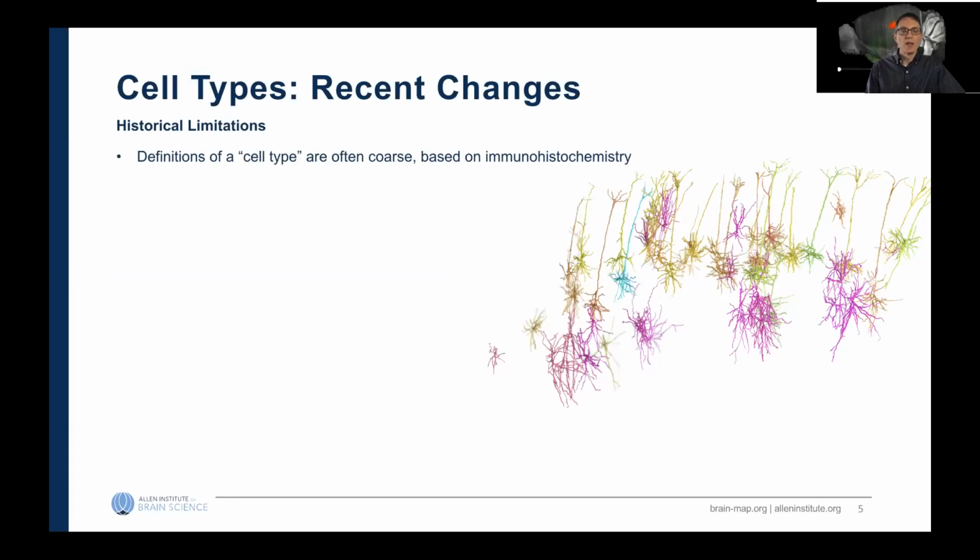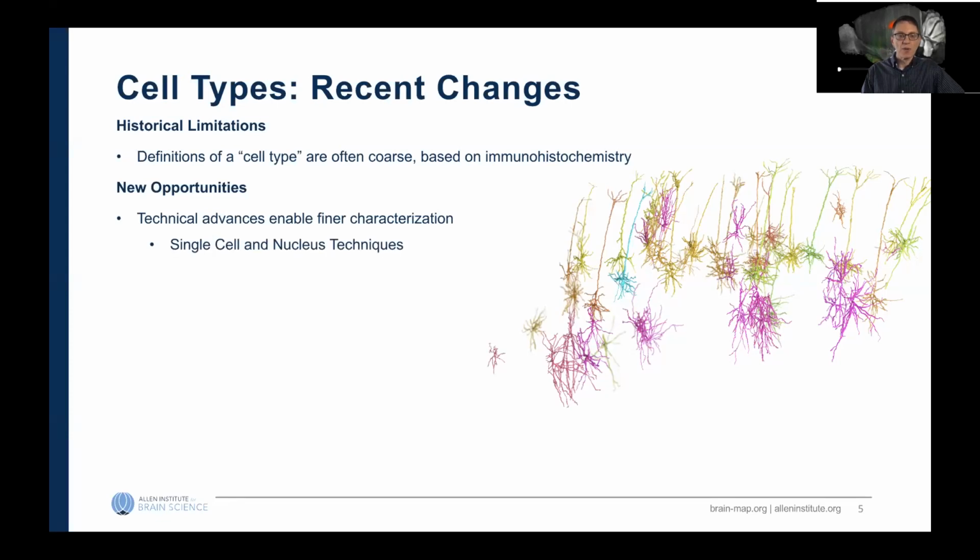So historically, the definition of cell types has been relatively coarse. It's been based on immunohistochemistry with relatively small numbers of available antibodies for those studies. But more recently, we've had several technical advances that enable a much finer characterization. For example, single cell and single nucleus techniques, next-gen DNA sequencing. So indeed, we're in the genomics era where we can dive deep into the gene expression patterns of cells, the transcriptome.